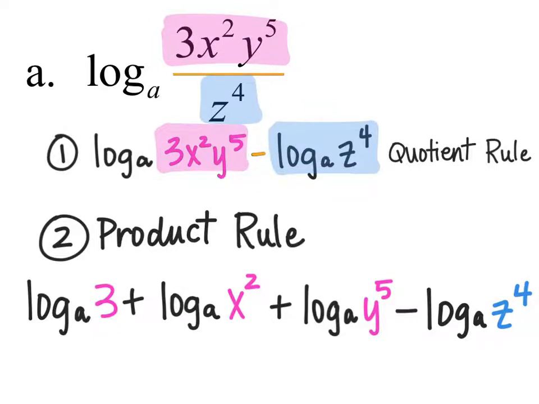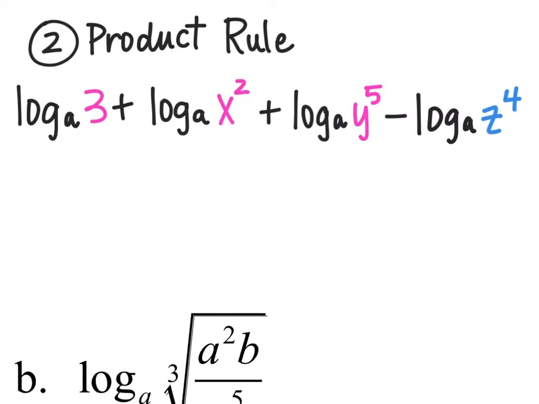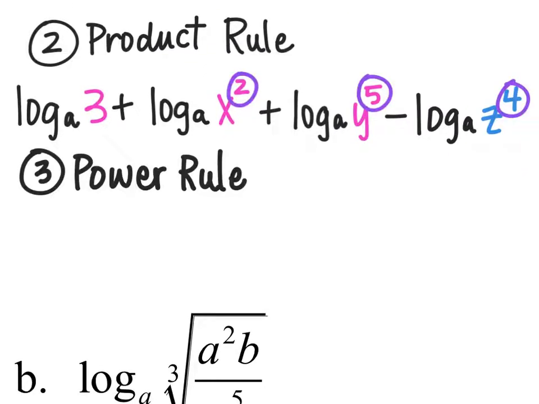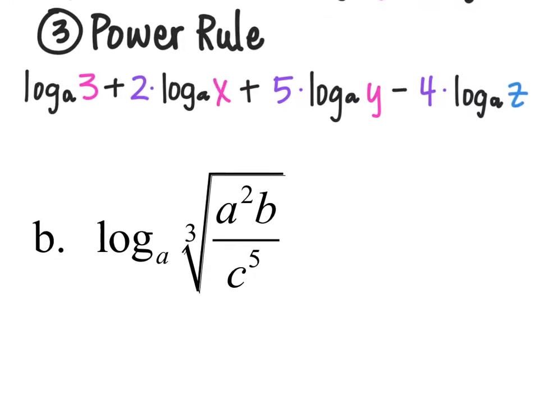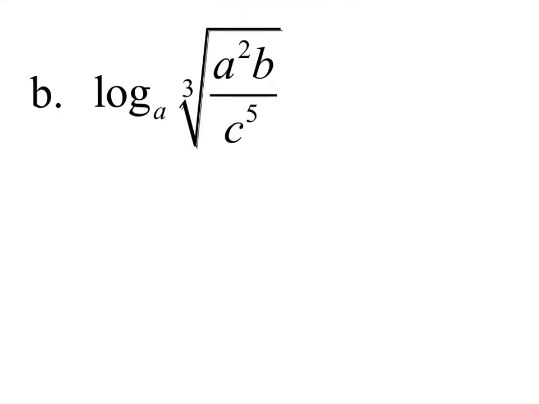Then I'll go through and apply that exponent property or the power property. So I'll have log base a of 3 plus 2 times log base a of x plus 5 times log base a of y minus 4 times log base a of z. All right, now let's take a look at example B. So we're going to take care of this one in steps.